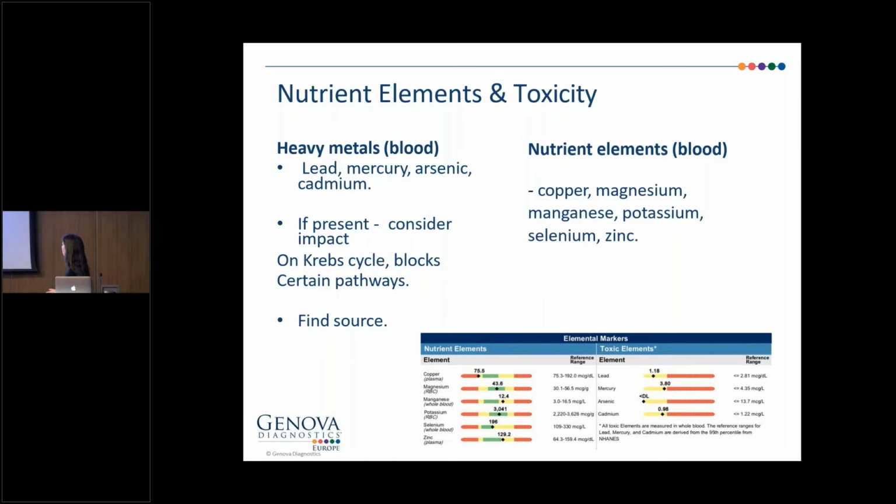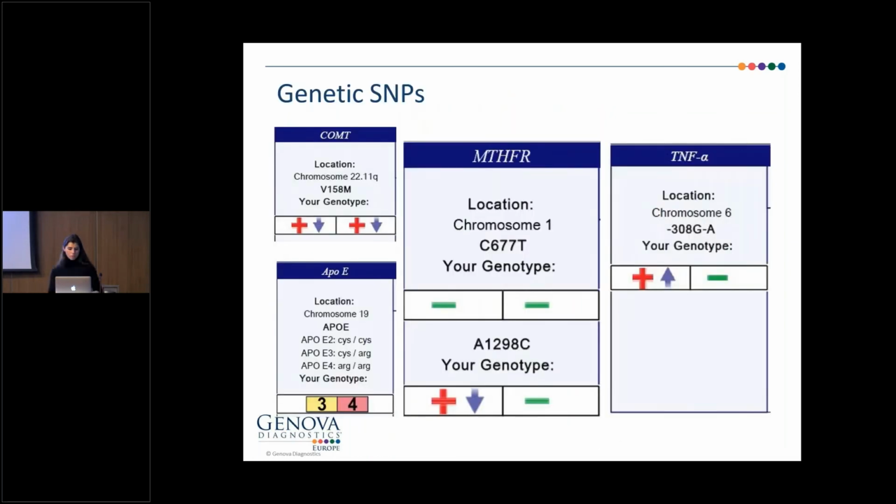So optional add-ons, genetic SNPs. This is for all tests. For the NutrEval and the Metabolomics, you can add on genetic SNPs. They require a buccal swab. It'd just be an addition into your test kit that you'd receive.